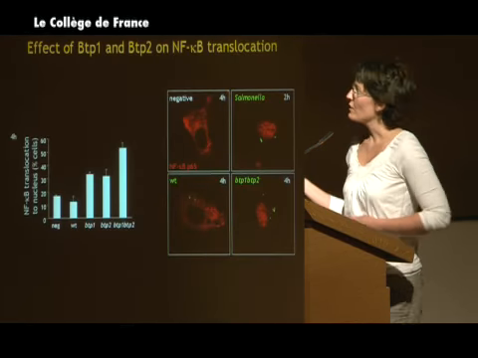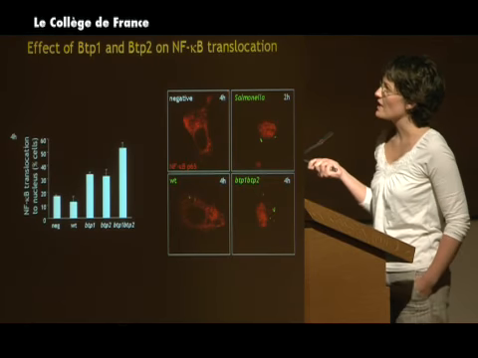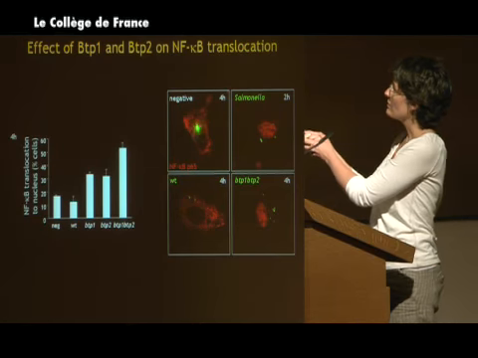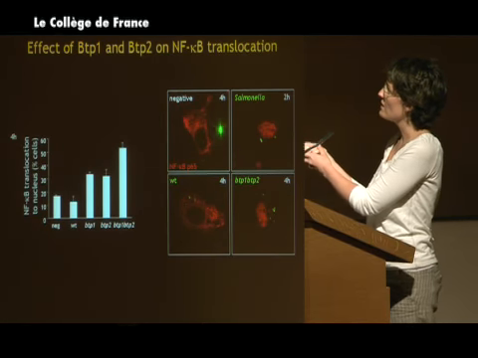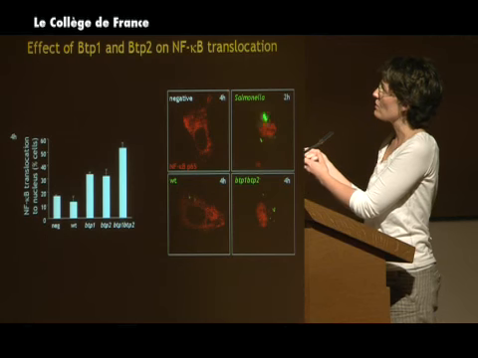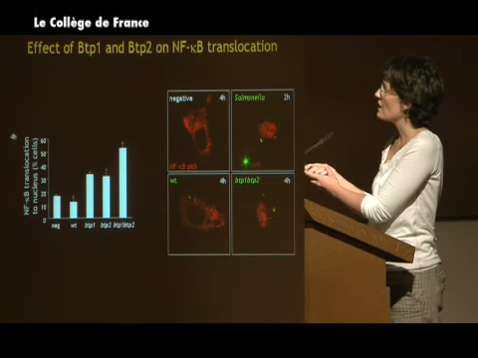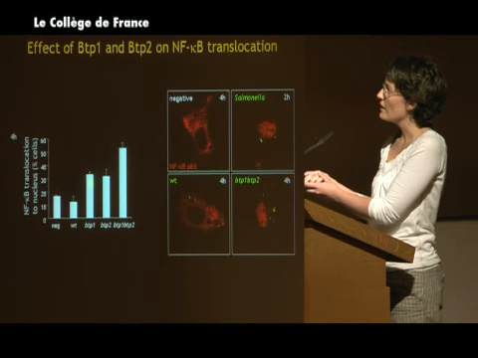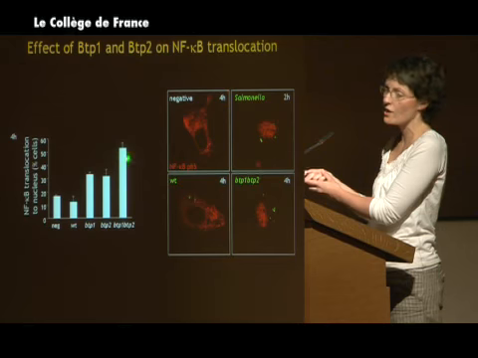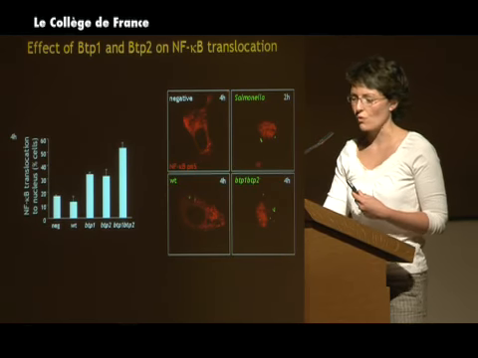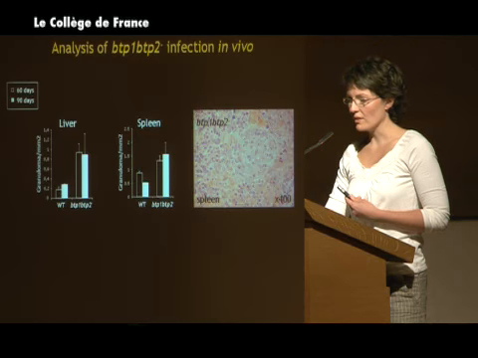And also, if you look at NF-kappa B translocation in infected cells, you can see that in the negative control, you don't get NF-kappa B in the nucleus. In Salmonella-infected cells, very early on, at 2 hours, you can already see NF-kappa B translocated to the nucleus. And in the case of BTP1 and BTP2 mutants, you get a higher percentage of cells with NF-kappa B in the nucleus compared to the wild type, and this is even higher in the double mutant, suggesting that these two proteins may be acting together to control signaling within dendritic cells.